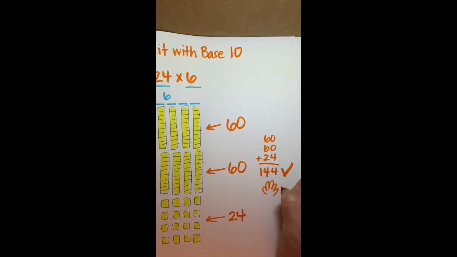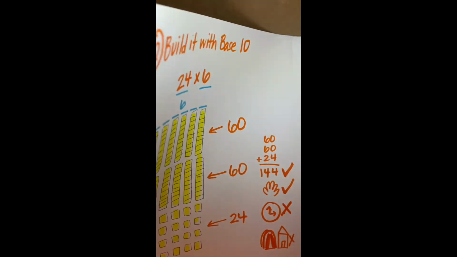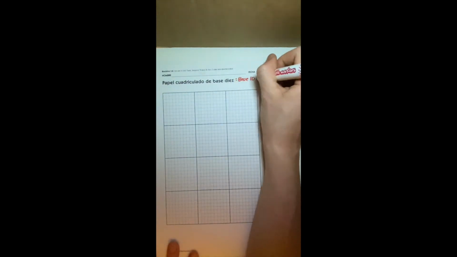Now, I do get the correct answer, and this is great for hands-on learners, but it's not very efficient. Also, a challenge with this strategy is that you probably did not bring home base 10 pieces in your backpack. This is my attempt to draw a backpack. You probably did not bring home these base 10 pieces, so it's going to be difficult to do this strategy at home. So let's move on to something else.